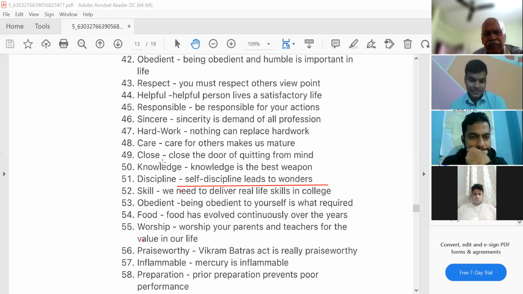Which one? Sir, 52. We need to deliver real life skill in college. Why in college again? It's wrong. Next. Being obedient to yourself is what is required. Which you want. Okay, next one. Would have evolved continuously over the years. So what? Move ahead. Worship your parents and teachers for the value in our life.